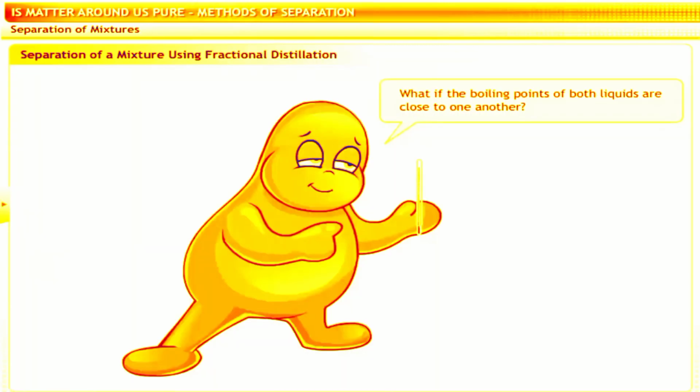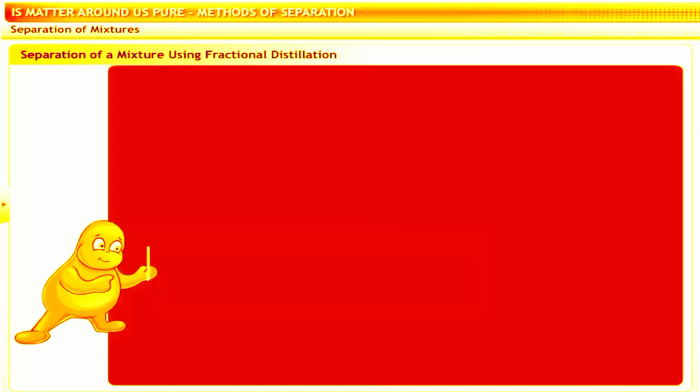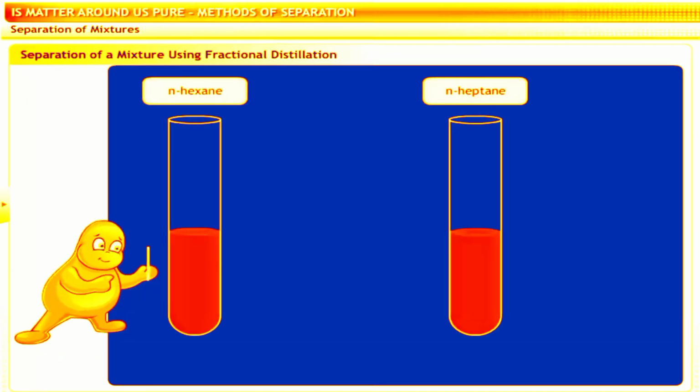What if the boiling points of both liquids are close to one another? In case the difference in the boiling points of the liquids is less than 25 Kelvin, you can use the fractional distillation method. Let's take an example of two such liquids, N-hexane and N-heptane.